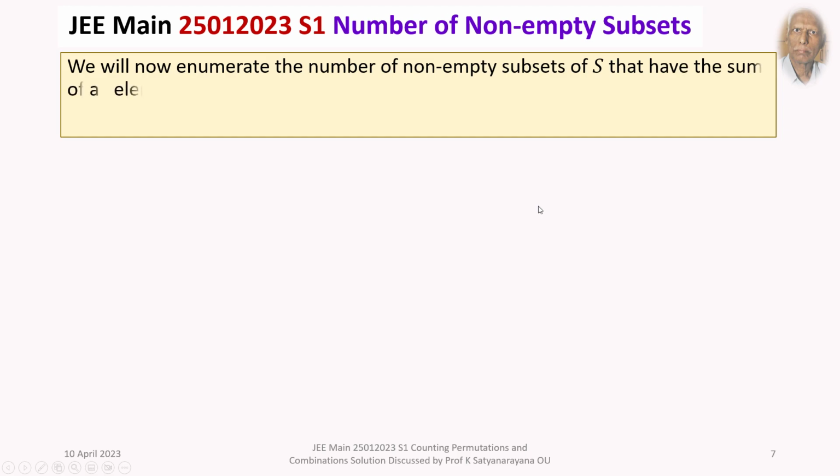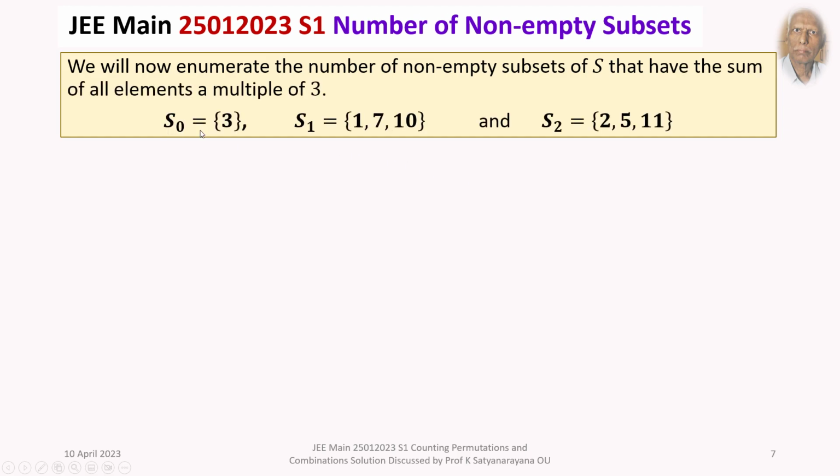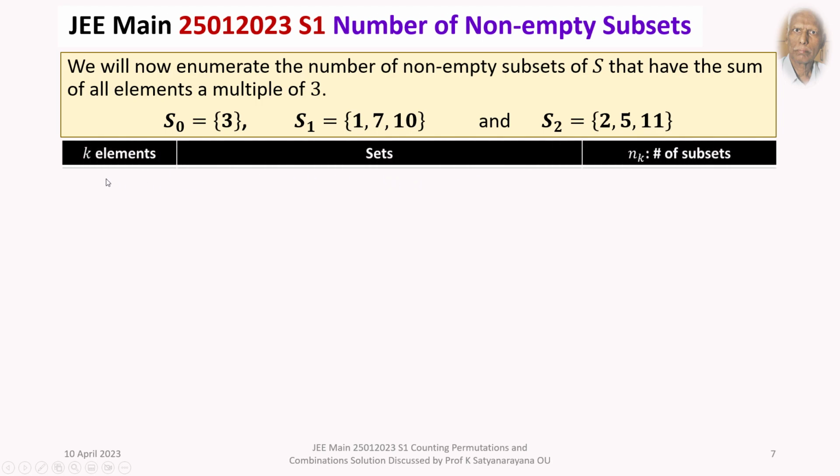Agreed. So now remember, S0 is the singleton 3. S1 is a set consisting of 3 elements 1, 7, 10 and S2 the set consisting of 2, 5, 11. Agreed. Now we will make a tabular form. So the first column is k elements, 1 element, 2 elements, 3 elements, like that. So we form the sets here. nk, how many subsets are there? nk. So for example, k, we will start with 1.